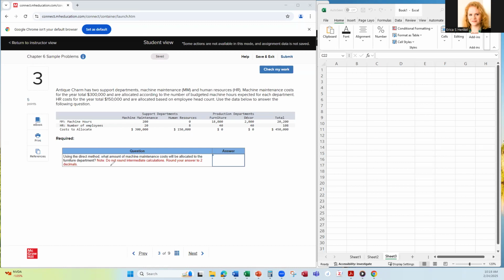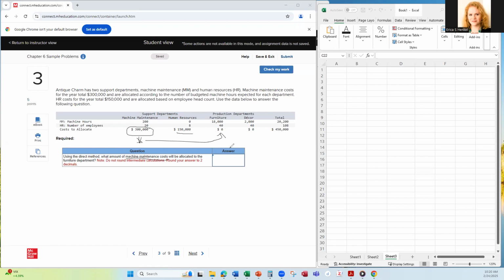So we're going to walk through here how to distribute this $300,000. They're asking what amount of machine maintenance costs will be allocated to the furniture department. So here we've got furniture and we've got decor. Now, HR costs for the year are $150,000 and machine maintenance is $300,000, so a total of $450,000. And since we are doing the direct method, we are going to look here at machine maintenance, and we want to know how much of that is going over here to furniture.